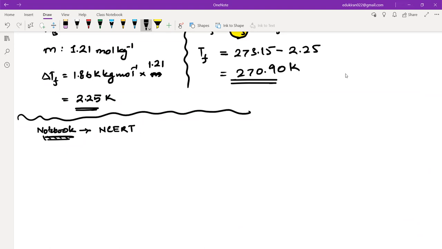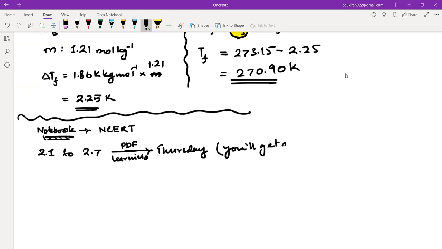So I am giving you guys some dates. From 2.1 to 2.7, you will solve these, click a photo and send this as PDF to Learnivio, on the WhatsApp number that you have. Today is Tuesday now. So you will send this by Thursday. You will get a reminder on Thursday. I will make sure that you get a reminder that you have to send me.